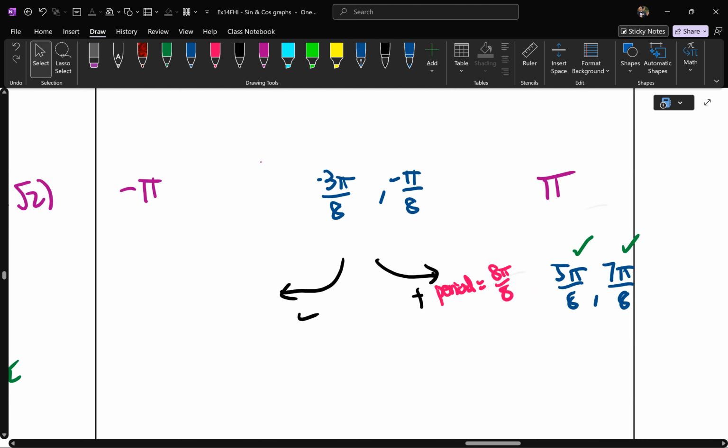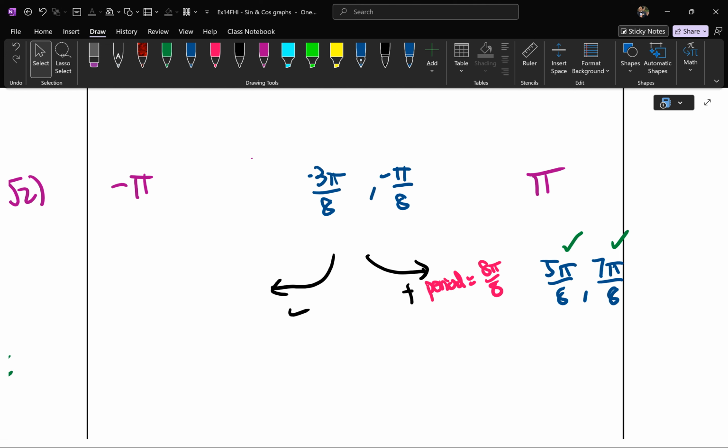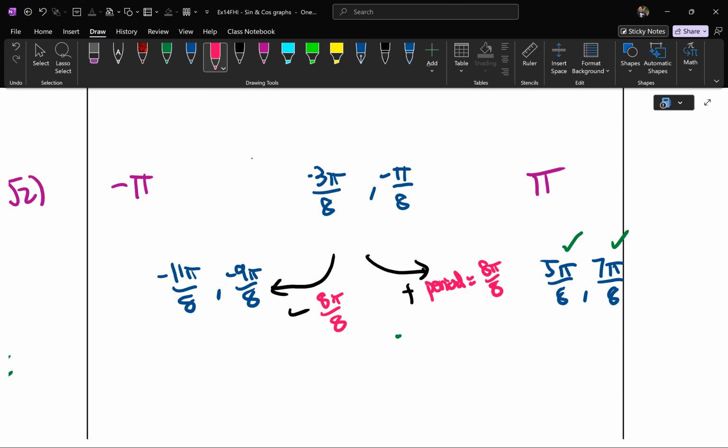Here's another two solutions that you would have got had you gone one more revolution to the right. But then what if you went a revolution to the left? So you're going clockwise now. If you go to the left, you're now minusing 8 pi on 8, which is minusing 8. So let's work it out. Negative 3 minus 8 gives you negative 11. And then this one, minus 1 minus 8 gives you minus 9 pi on 8. Because you kept the denominators the same, you just minus the numerator, so minus 8.